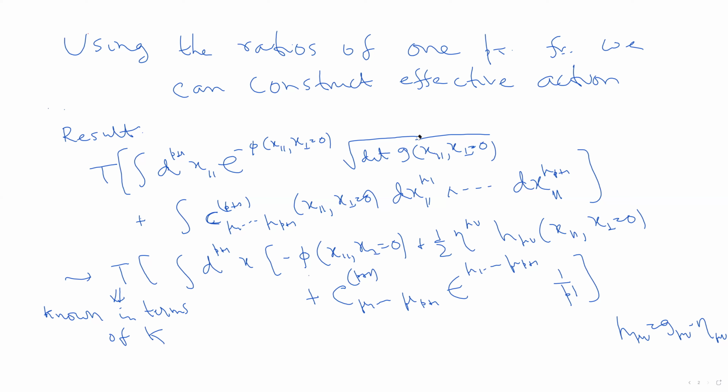I think there is one minus sign here because in the action the potential energy term is negative, right? So T is the tension of it. Physically it is the energy per unit volume of the brane. You just linearized it, right? I just linearized it, right?